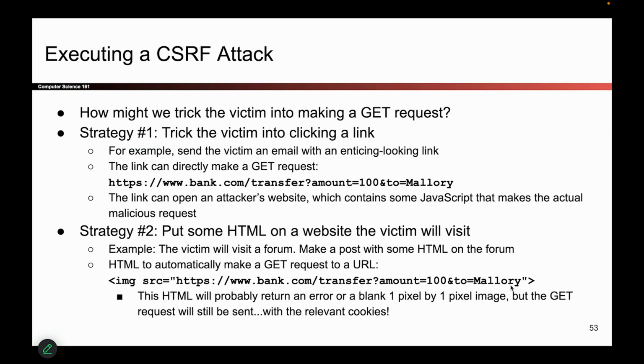Now, is that URL actually an image? In this case, probably not. So you will get an error that says, actually, that's not an image. But it's too late. You already made the GET request, so all of your money has been transferred, even if you end up seeing an error as the image. So both of these are strategies if your goal is to trick the victim into making an HTTP GET request.